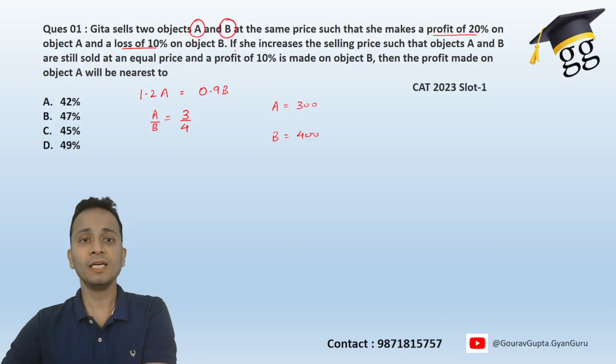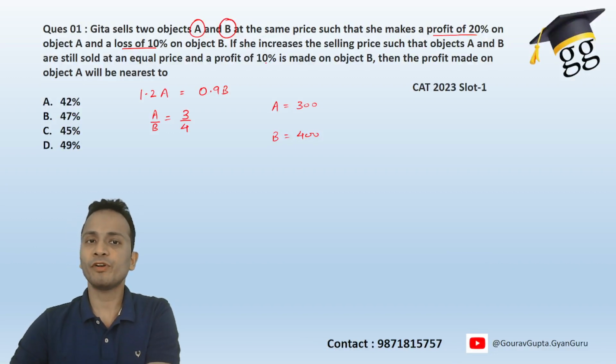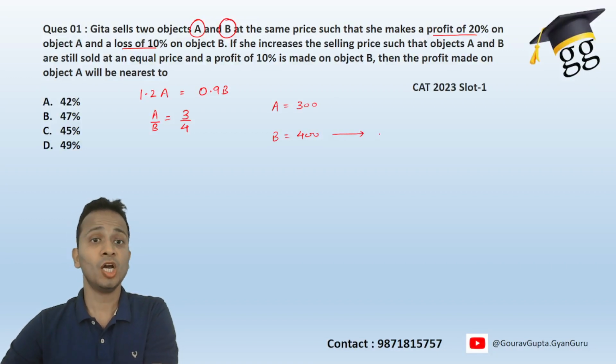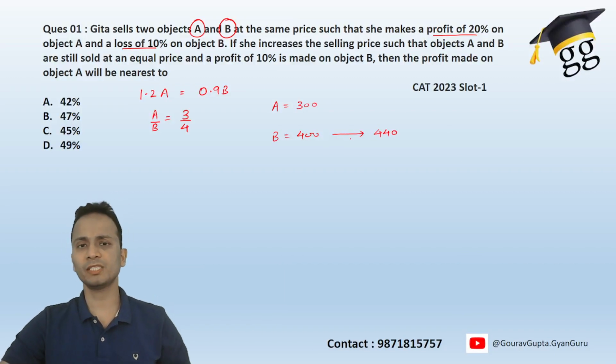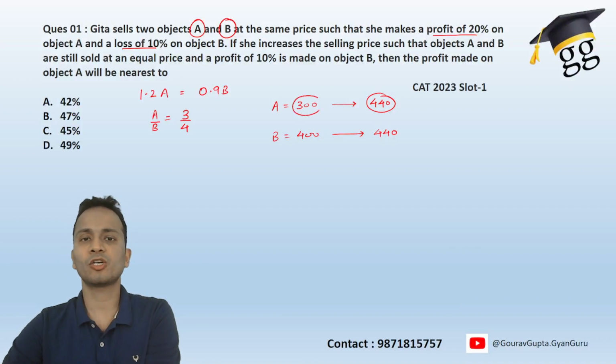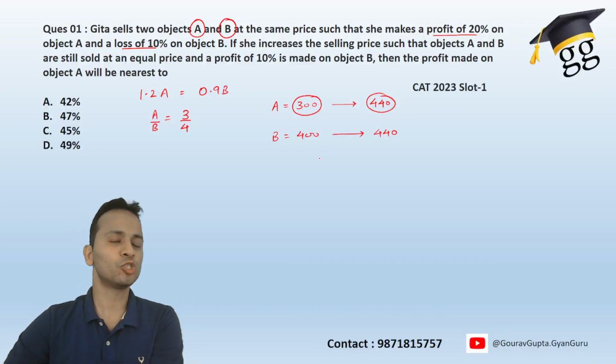All right. Now, next statement says that she increases the selling price such that objects A and B are still sold at equal prices and a profit of 10% is made on object B. Now, object B, after making a profit of 10%, will be sold at rupees 440. 10% profit is 40 rupees. So the selling price will be 400 plus 40, that is 440 rupees. Now they are saying that both the objects are sold at the same selling price. So that means object A should also be sold at 440 rupees, where the cost price was 300. So we'll have to find out the profit made on object A nearest to which of the following options.